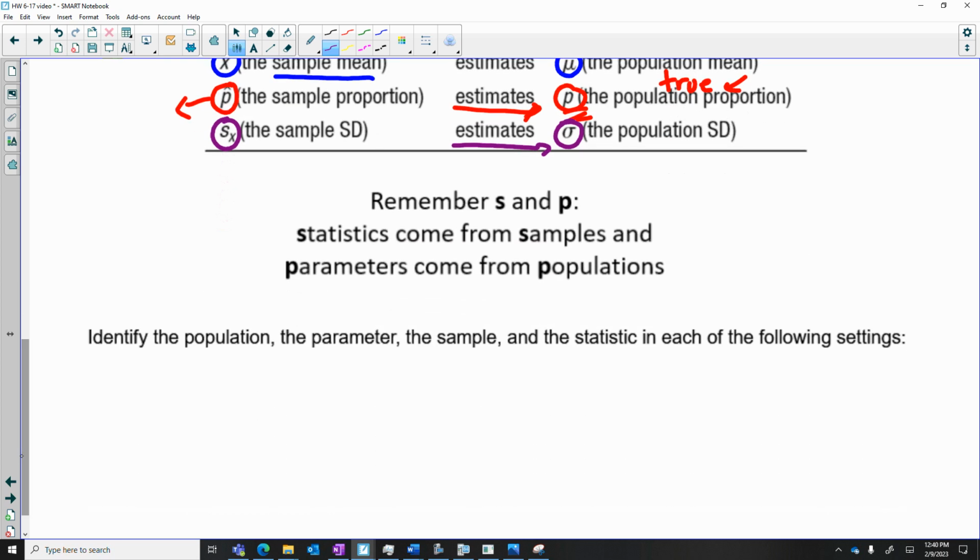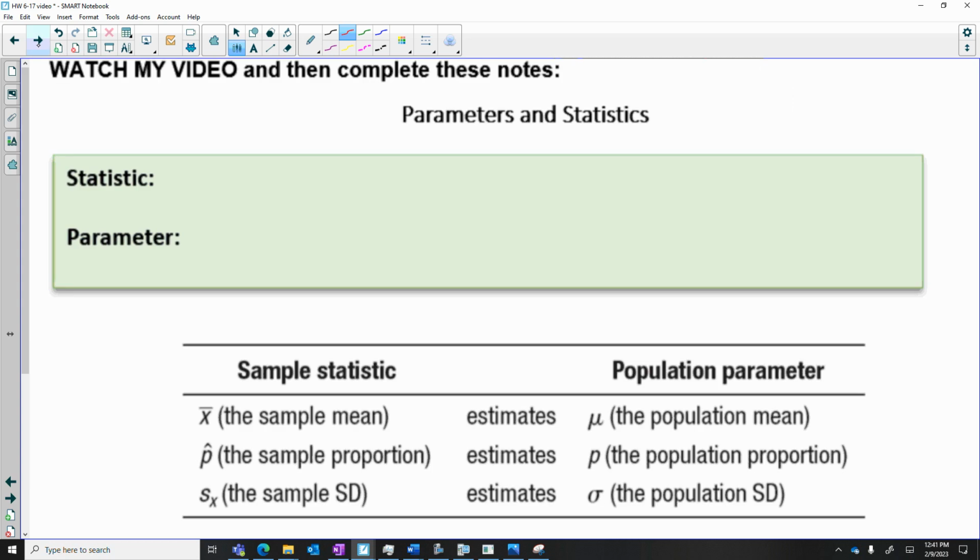So remember s and p. Sample starts with s, statistic starts with s, so a statistic is a number from the sample. Parameter starts with p, population starts with p, so a parameter is a number about the population. Now let's do an example.